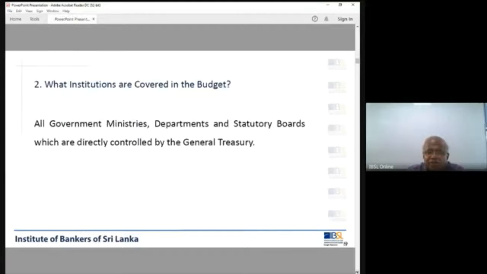Now we'll go to the real stuff. Budget. What is a budget? Who compiles the budget? What is the frequency of compiling the budget? What institutions are covered in the budget? All government ministries, departments, statutory boards, which are directly controlled by the General Treasury. You can see there are no private sector institutions.